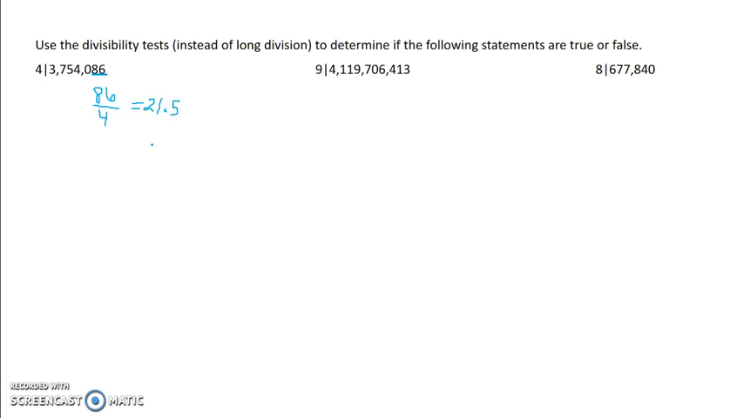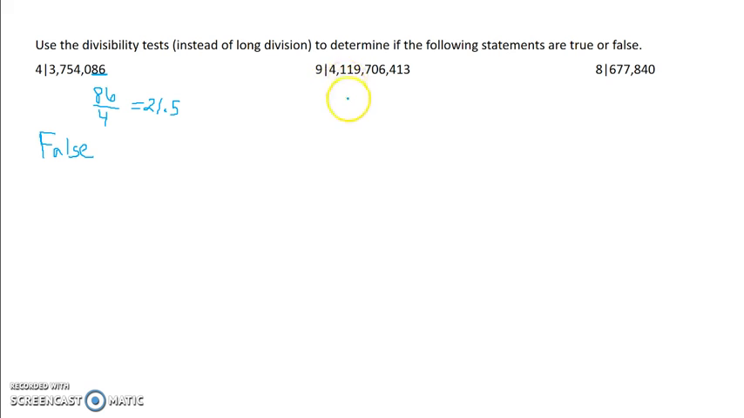4 does not divide evenly into 86. So we know that if it doesn't divide into the number formed by the last two digits, it will not divide the whole number. So 3,754,086 is not divisible by 4. So this is false. So let's look at 9.